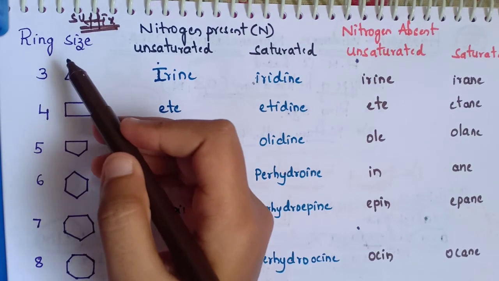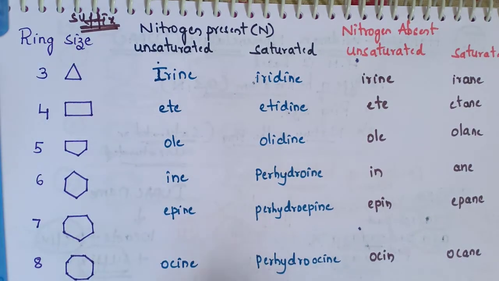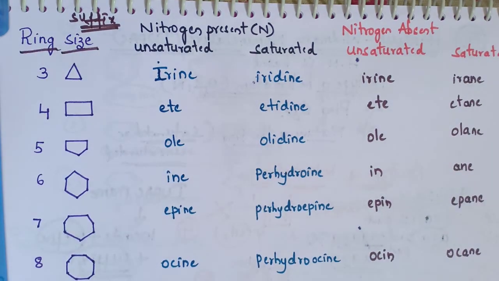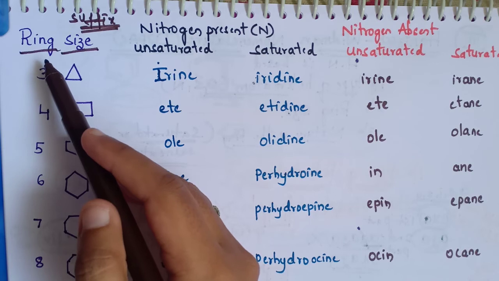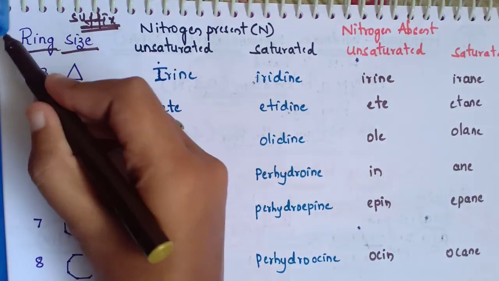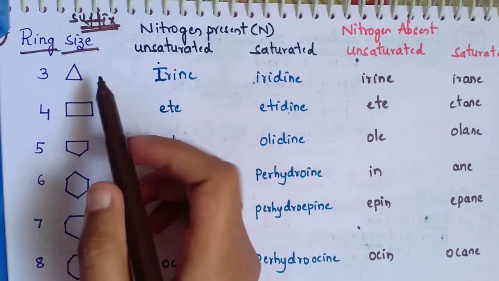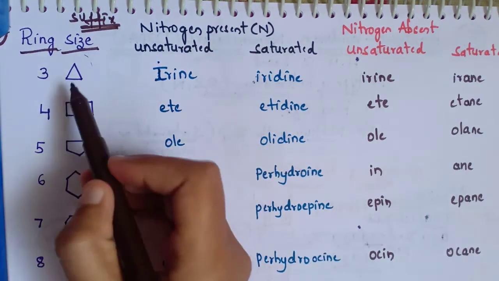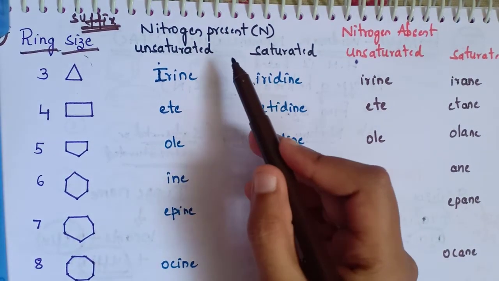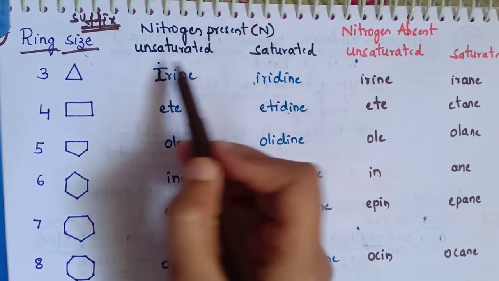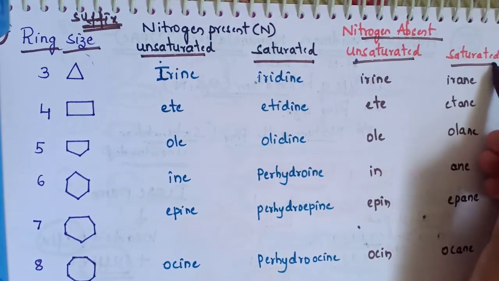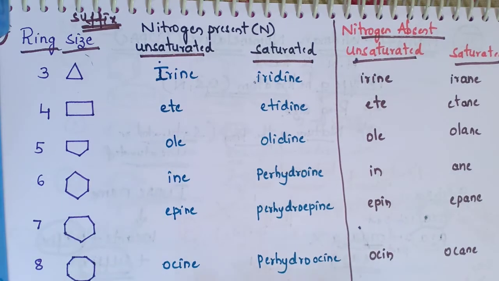Up to now we have studied the type of heteroatom, and the next one is ring size, and the third one is whether it is unsaturated or saturated, that is the nature of the compound. The second one is ring size. A 3-membered ring is like this. We can't make a 2-membered ring, so it starts at 3-membered. Whether nitrogen is present or absent, there are unsaturated and saturated forms. Let's study this from the table now.